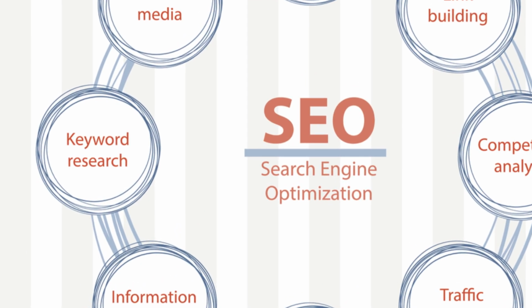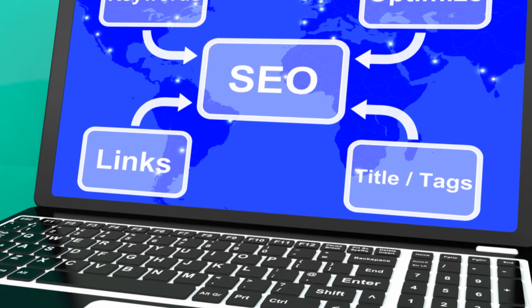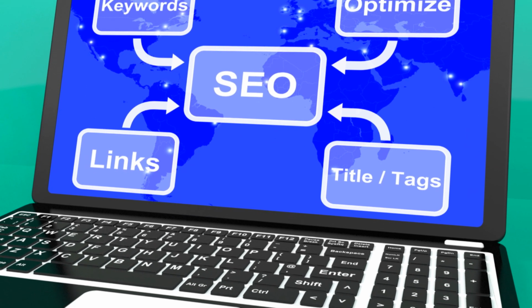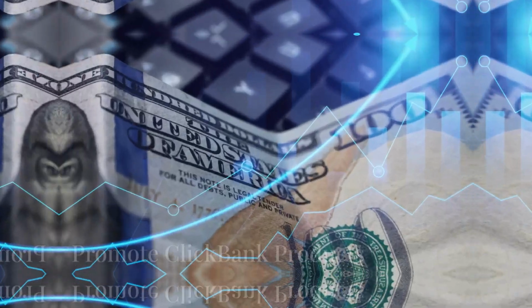Generating traffic is key. Optimize your website content for search engines using relevant keywords, meta descriptions, and backlinks. Promote your content on social media platforms like Facebook, Instagram, Twitter, and Pinterest. Additionally, build an email list by offering freebies like ebooks or courses, and use tools like MailChimp or ConvertKit for email marketing.